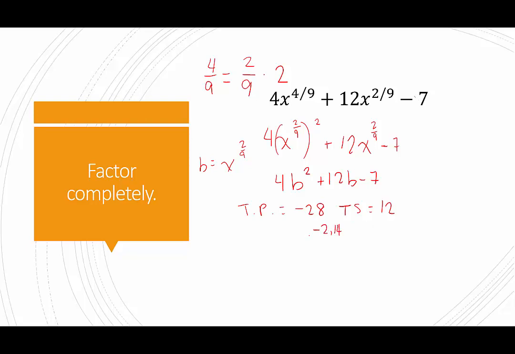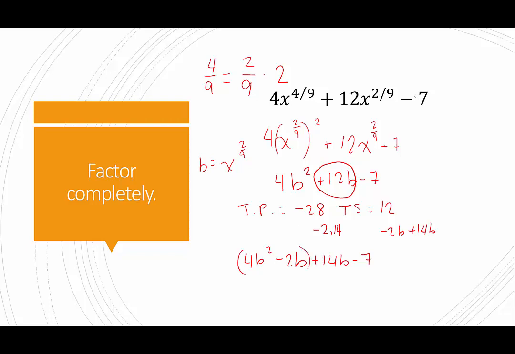So we're going to expand the middle. We're going to replace +12b with -2b plus 14b, right? Because we forced this to equal that middle coefficient, 12. And with that winning combination, we know that this is going to allow us to factor. So we're going to rewrite this as 4b squared minus 2b plus 14b minus 7.